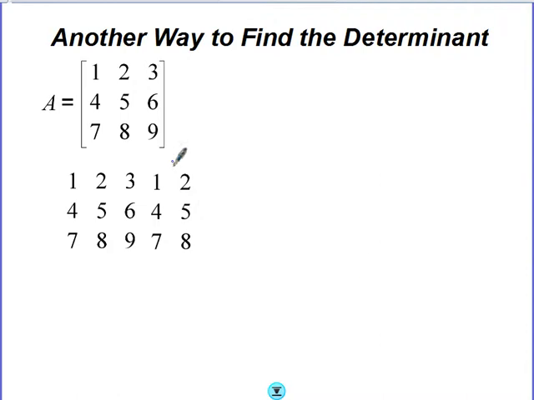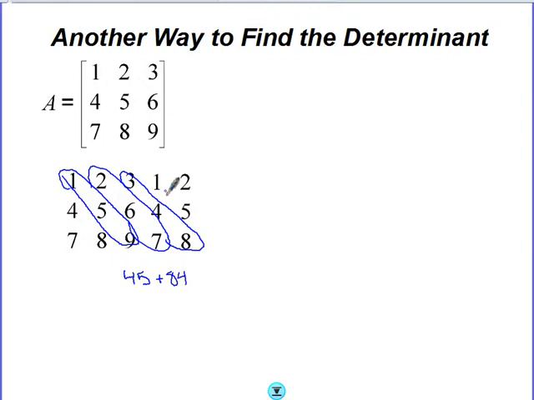and I'm going to rewrite the first two columns. So here's my original matrix 1, 2, 3, 4, 5, 6, 7, 8, 9. Then these first two columns I'm going to rewrite. So I have 1, 4, 7 again, and then 2, 5, 8 repeated. And so what we're going to do is start at the top left, and I'm going to get three diagonals. So there's 1, there's 2, and there's 3. And I'm going to multiply the numbers in a diagonal. So 1 times 5 times 9 would be 45. 2 times 6 times 7 would be 84, and then 3 times 4 times 8 would be 96.